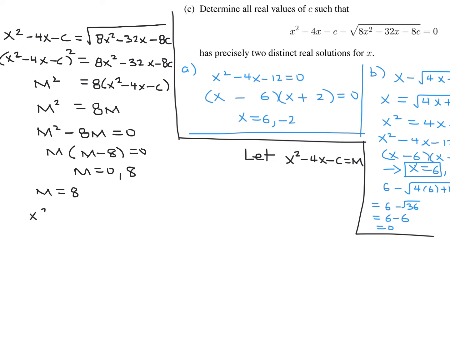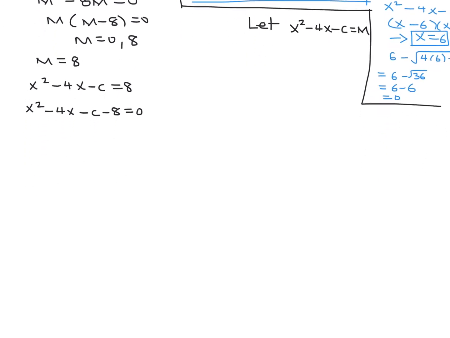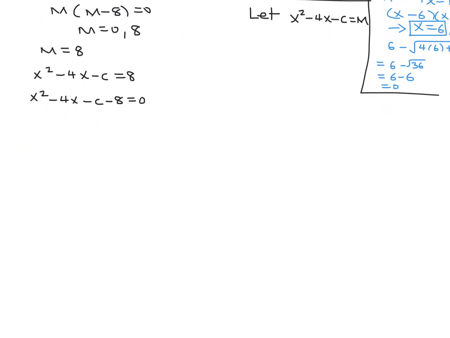Okay, so when m equals 8, we have x squared minus 4x minus c is equal to 8. Correct? So that means we have x squared minus 4x minus c minus 8 is equal to 0. Now we have to use the quadratic formula to solve this. Okay, hopefully this is not going to be too painful. So x is minus b plus or minus the square root of b squared minus 4ac, all over 2a.